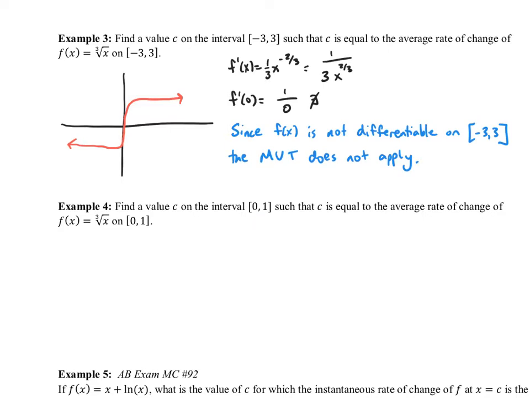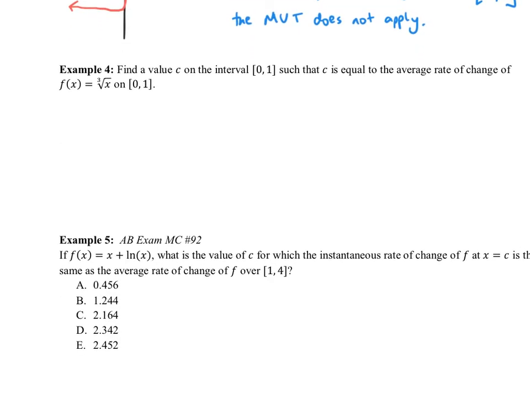We can apply the mean value theorem on example 4 because of the full definition of the mean value theorem. So the first thing we're going to do is look at the average rate of change. And that's going to be f of 1 minus f of 0 divided by 1 minus 0. And that gives us a rate of change of 1. Then we're going to take the derivative. Now remember, we just did the derivative in example 3. So we have f prime of c, which is going to be equal to 1 divided by 3 times c to the 2/3 power. And we're going to set these two equal and solve.